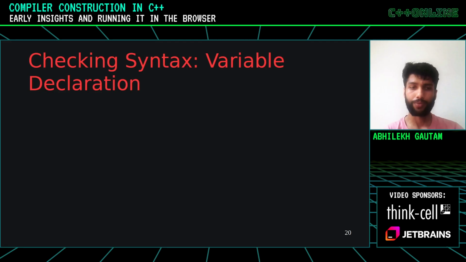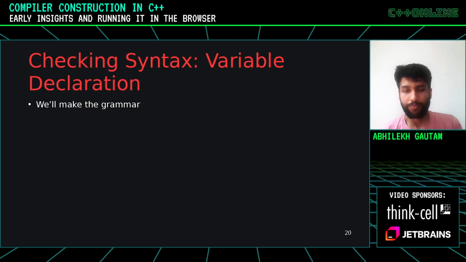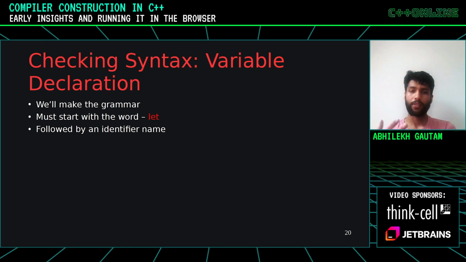And now let us see how we can check for syntax of a variable declaration, right? Let's think about how we would make the grammar for a variable declaration. What we decided is, let's make variable declaration start with the word let, and then the name of the identifier. For example, let x would be a correct syntax for variable declaration, right? Now let us see how we can do this.